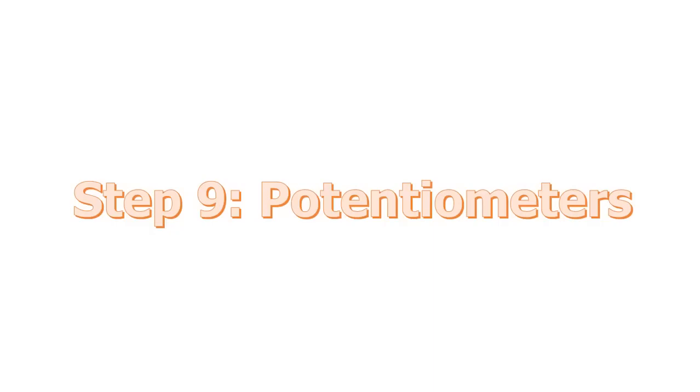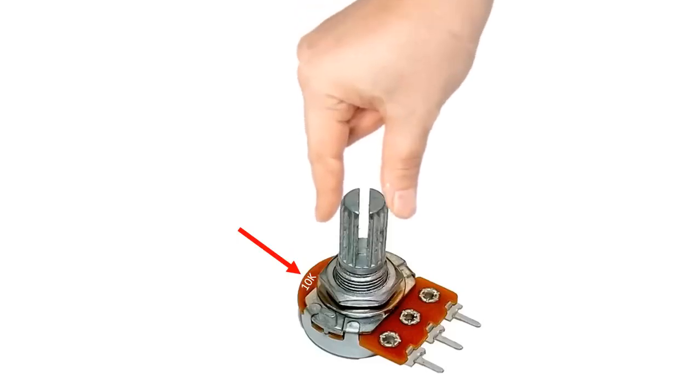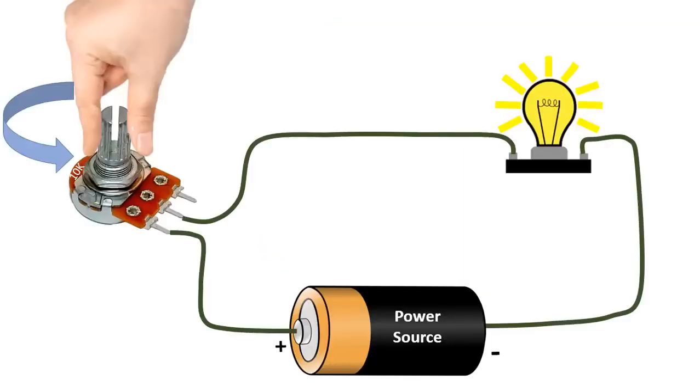Step 9. Potentiometers. Potentiometers are variable resistors. In plain English, they have some sort of knob or slider that you turn or push to change resistance in a circuit. If you have ever used a volume knob on a stereo or a sliding light dimmer, then you have used a potentiometer. Potentiometers are measured in ohms like resistors, but rather than having color bands, they have their value rating written directly on them.